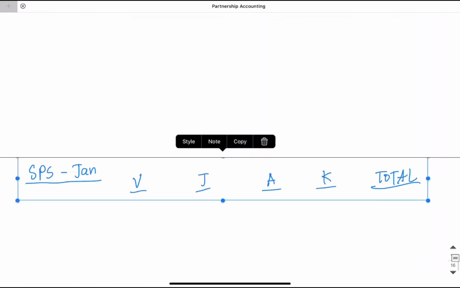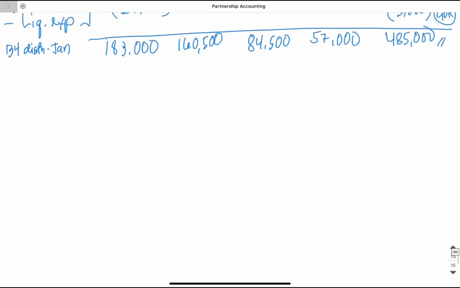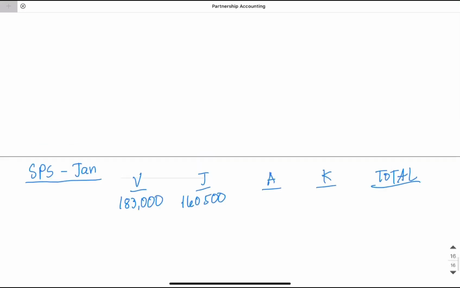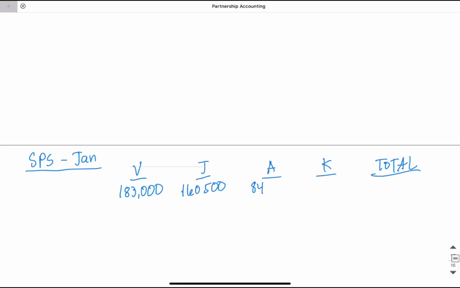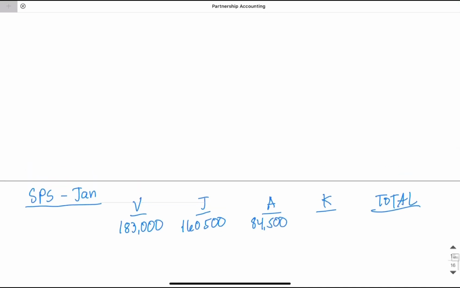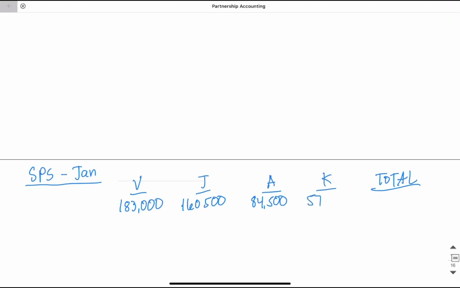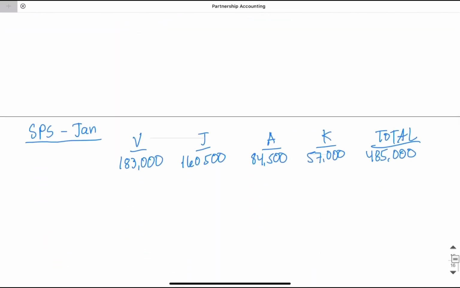183,000, 160,500, 84,500, 57,000, and 485,000. Okay, next. So these are the balances before distribution.